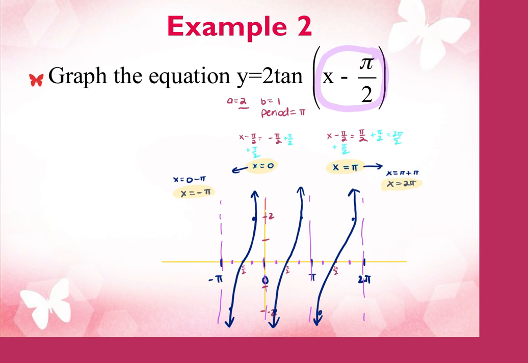What happens if I added plus 2 at the end? What does that do? It shifts everything up 2. Now what's super important is with the tangent, find everything before you shift it.